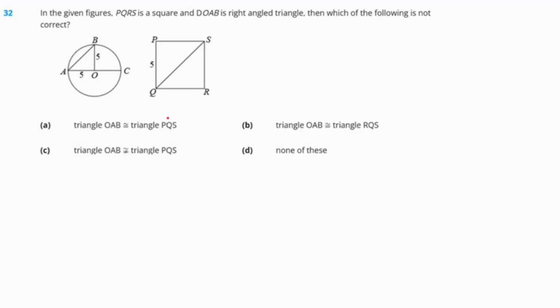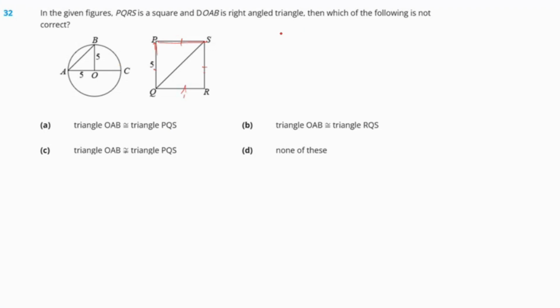Okay, so triangle OAB should be congruent to triangle PQS. Since these are squares, that needs to be equal. The side of the square is 5, so this side also needs to be 5. Correct? This side also 5. This side also 5. So triangle OAB should be congruent to triangle PQS.